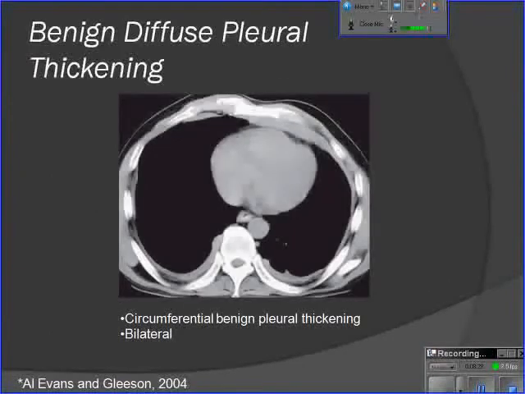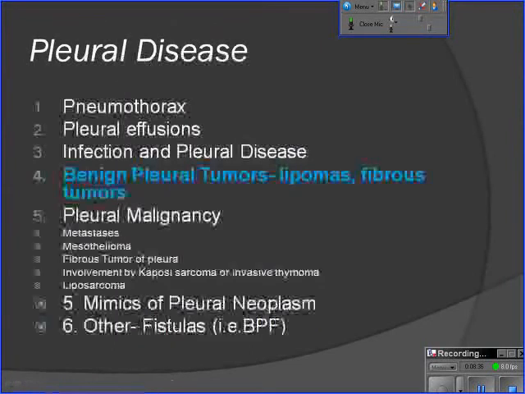This is just an example from the literature of benign diffuse pleural thickening. It's mainly seen anteriorly, laterally, and posteriorly in this image, and it's bilateral in this case.